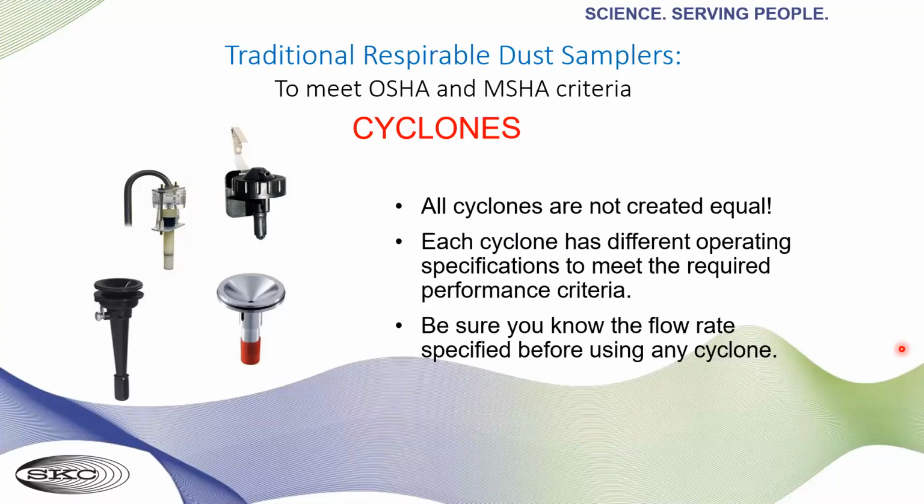It is very important, regardless of what cyclone you use, to make sure that you understand the different operating specifications for that model. Most importantly, the flow rate is not the same for all cyclones. If you do not sample at the correct flow rate for the specific model, in most cases, your sample will not be valid. So remember, all cyclones are not created equal. Don't wait until after you sample to research the correct flow rate.